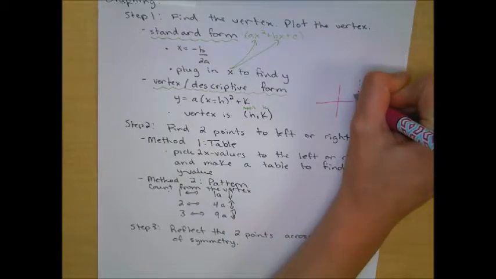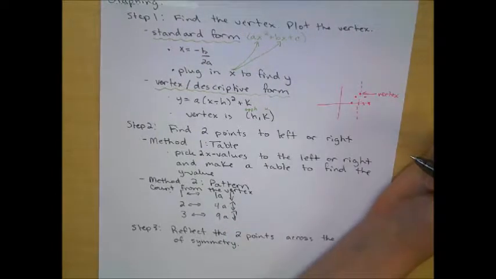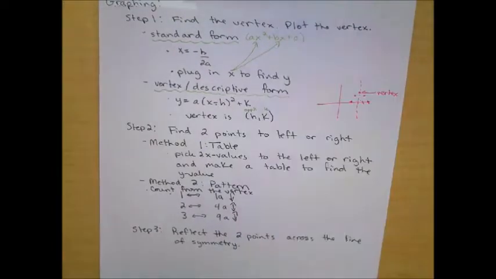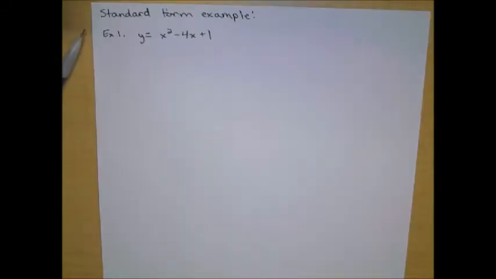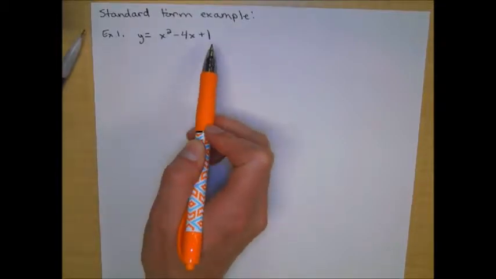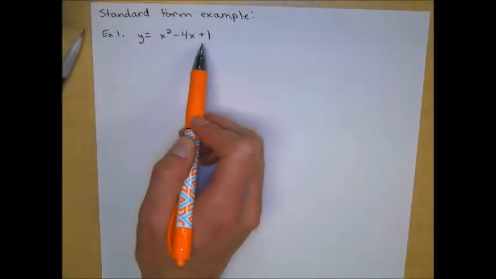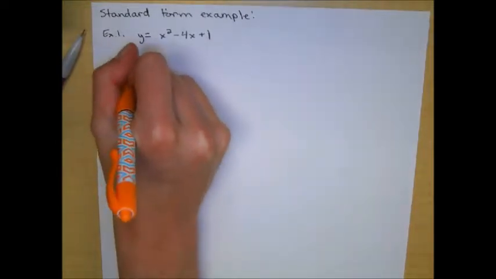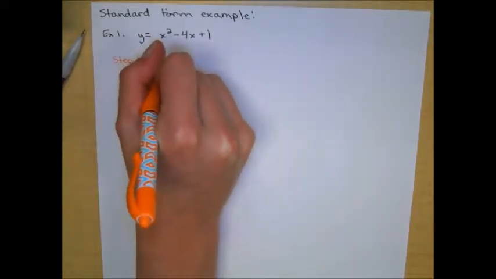Let's go ahead and do example 1, which is in standard form. And I'm going to show you the different methods for how to find the other points. This is our standard form example. We're in our ax squared plus bx plus c term form. And our step 1 is to find the vertex.